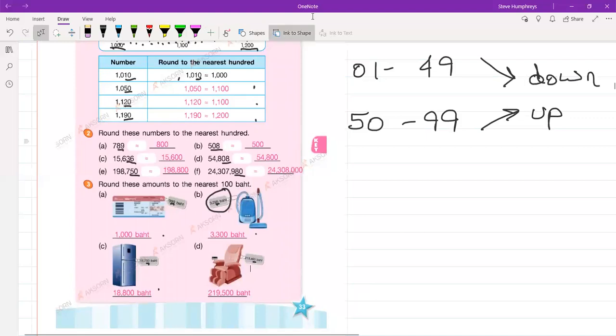Okay, you're doing very well. Well done. And we'll continue next time with rounding numbers to the nearest 1,000.